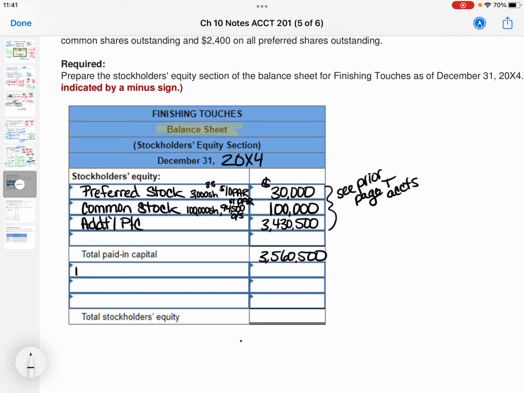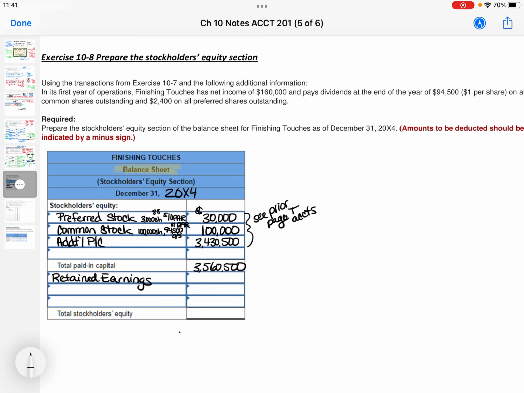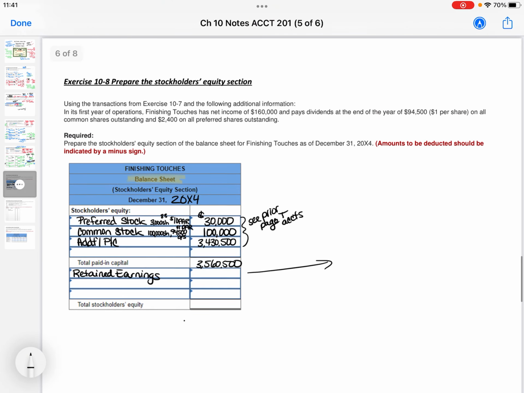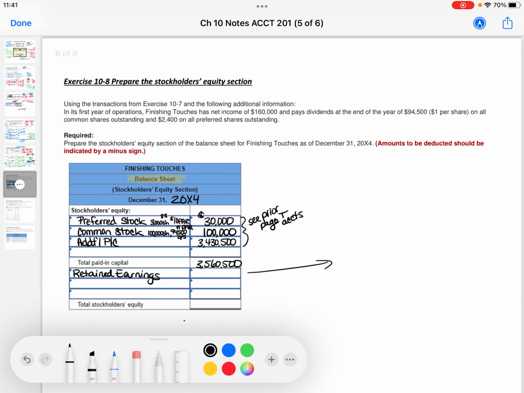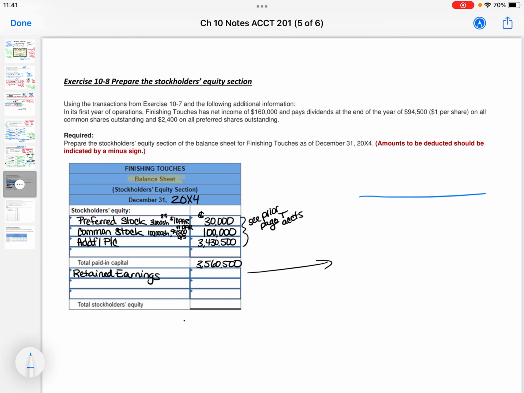So let's do retained earnings next. Retained earnings, we're actually going to have to calculate this one. We haven't done it yet. So if I look at a T account for retained earnings, it would look like this. Earnings that have been retained, right? We've done retained earnings before, but this will be a good review. Retained earnings has a beginning credit balance, and in this case, it's a new company, so it's 0.